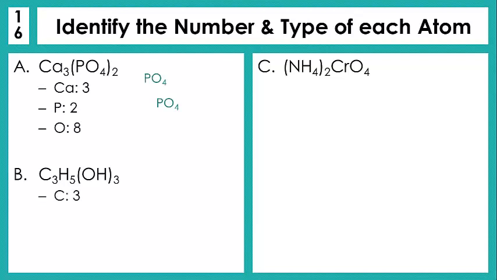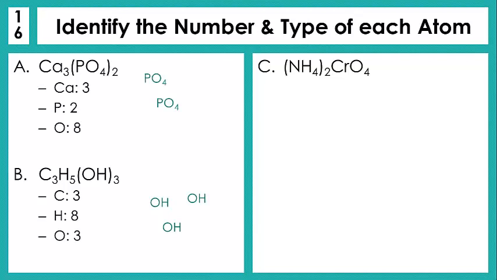On the next one, we start off with our 3 carbons, and then we see that hydrogen is in 2 places. So I have H5, and then I have OH with a 3 after it. So that means 3 hydroxides, which means 3 hydrogens, a total of 8. And oxygen will have 3.